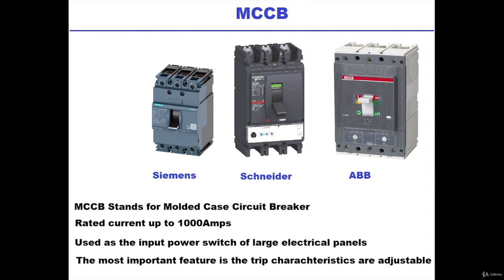Now, the most important characteristic here is that usually circuit breakers come with pre-adjusted parameters for when this circuit breaker should trip. However, in MCCB, you can adjust these parameters. Say, I want my circuit breaker to trip at 10 amps. So you have a knob and you rotate it and you adjust it to 10 amps or 20 amps, depending on the type of the circuit breaker, the manufacturer, and we will talk more in depth about this stuff later in this course.